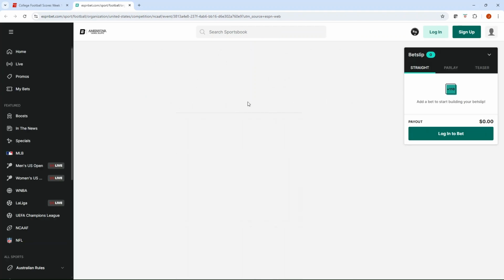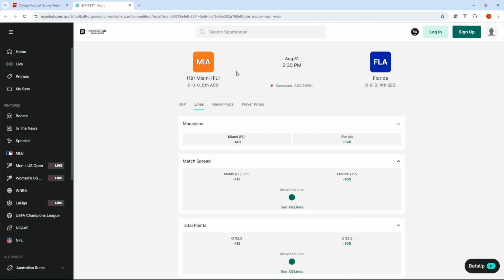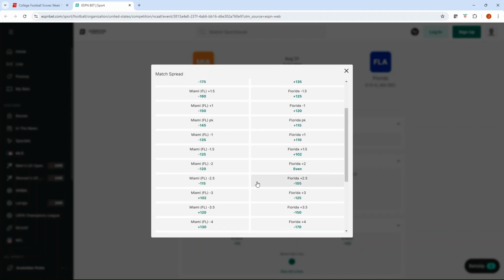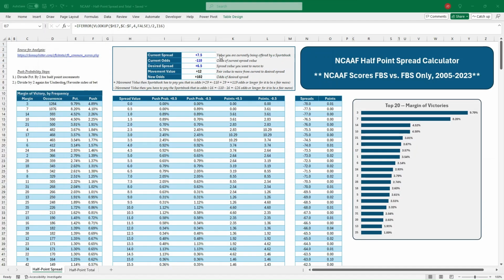If ESPN Bet will ever load for us. All right, so ESPN Bet here. We'll go to the see all lines just so we can see what the offerings are. So right now we're at this minus 2.5, plus 2.5. So Florida's a 2.5 underdog at minus 105. We want to flip back here. Let's plug that in.